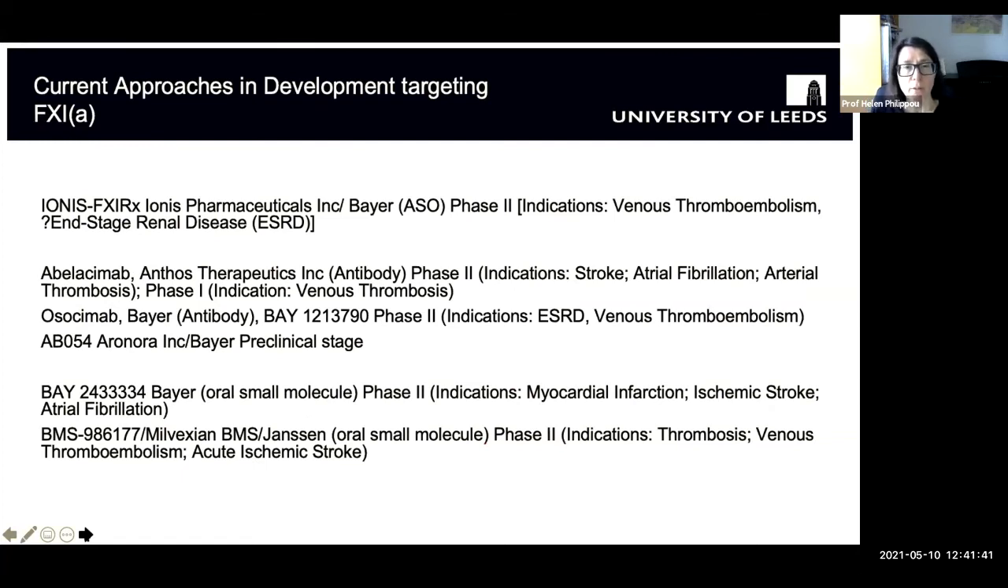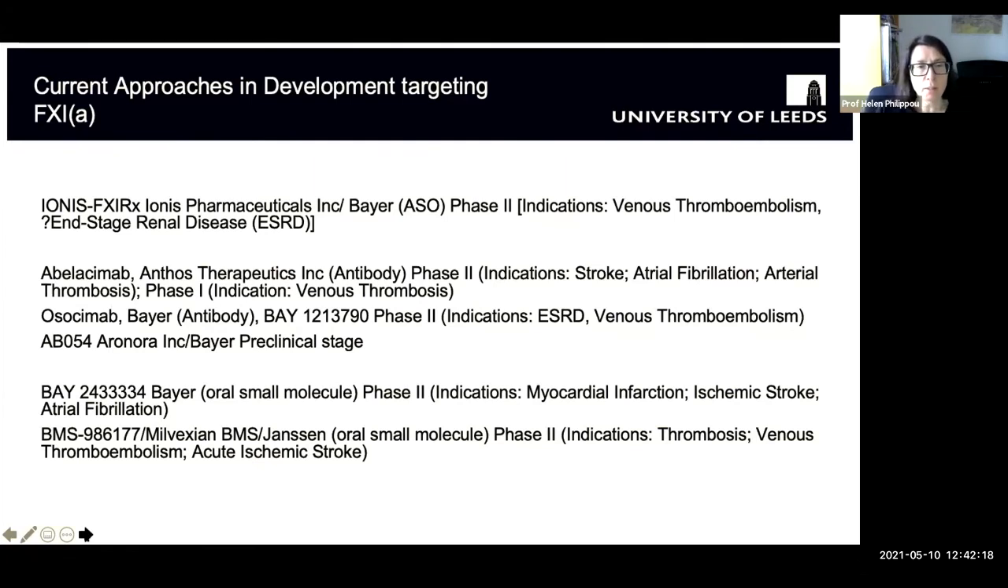So at the moment, there are several approaches in development that are targeting factor 11 or its activated form. There's the antisense oligonucleotide that I just mentioned, and this is currently in phase 2. It's quite unclear what indications they're going for. As far as I knew, they were going for end-stage renal disease. But when you look at the databases, venous thromboembolism is coming up, but not end-stage renal disease. And yet, if you look at the Bayer website, it looks like it's end-stage renal disease. So I'm not quite sure what indication they're actually going for.